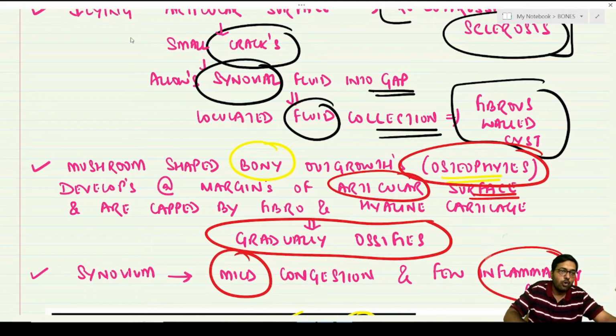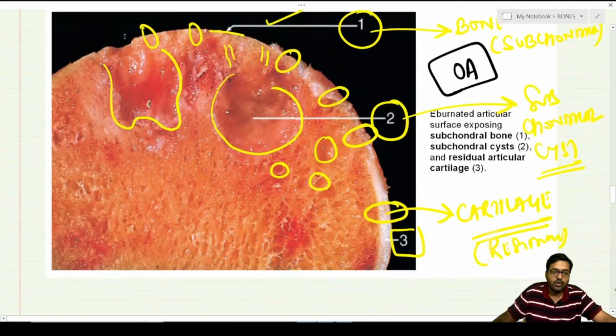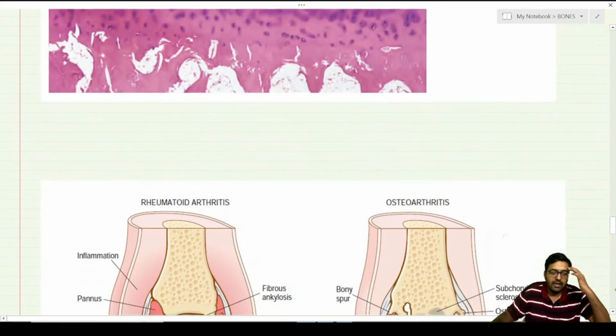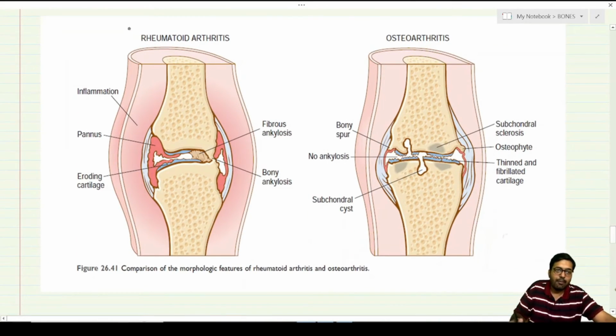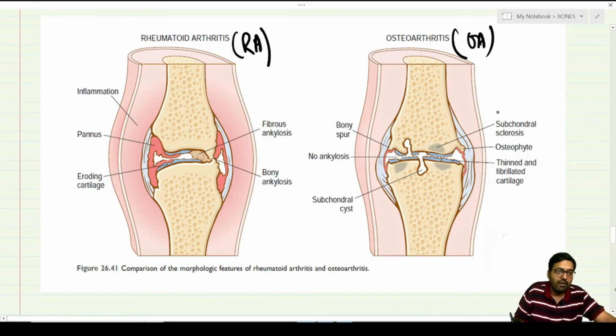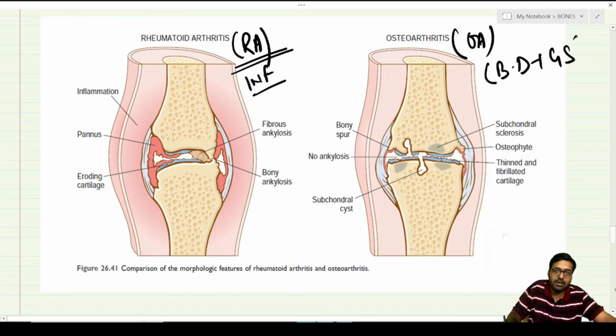So let me again show you with the help of a diagram what osteophytes are, so that the concept becomes clear. I will come over here. Okay, so this is a basic diagram wherein we are comparing and contrasting rheumatoid arthritis versus osteoarthritis. Okay, so very important, I am just going to revise. Now, as we know, in rheumatoid arthritis, inflammation plays a major role, whereas in osteoarthritis, it is the biochemical damage plus genetic susceptibility which plays the major role. Inflammation also has a role, but that is not as prominent as compared to rheumatoid arthritis.